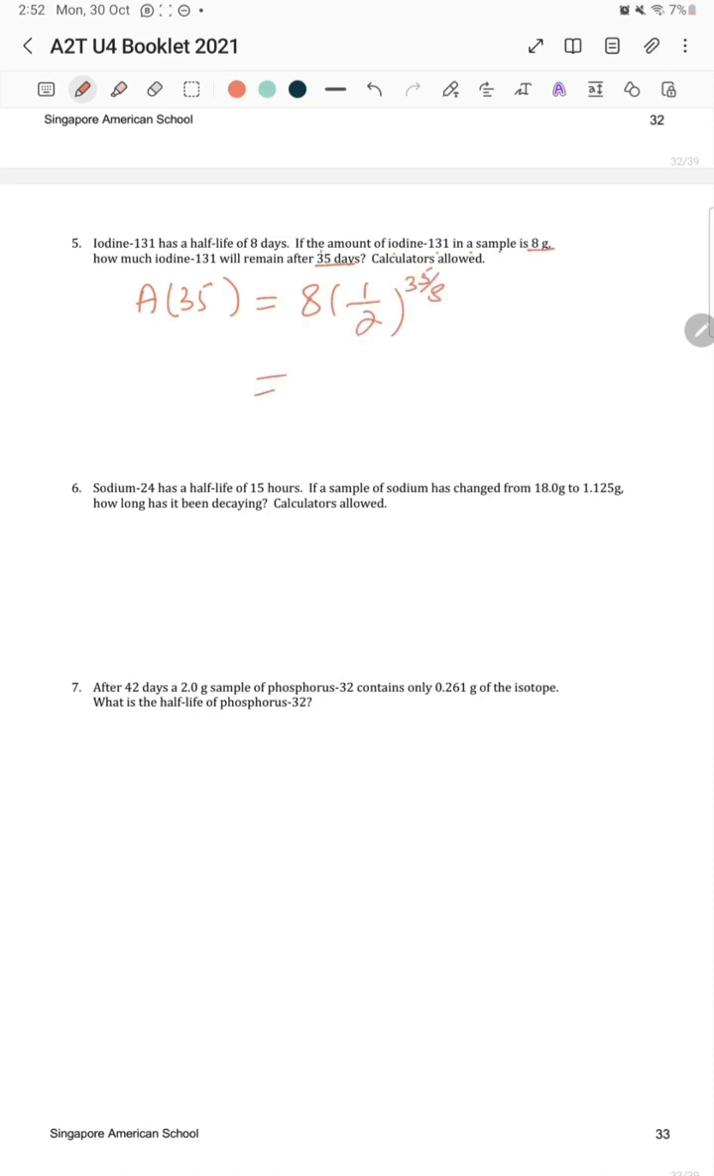Because this is very easy, we need to put everything in the formula. What is 8? 8 is the days. 1 by 2 is in the formula, and 35 by 8, because after 35 days in total was 8. So we are going to divide them and we will simply get the answer 0.386 grams.